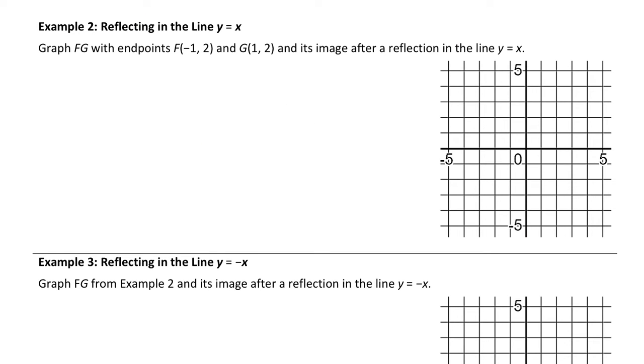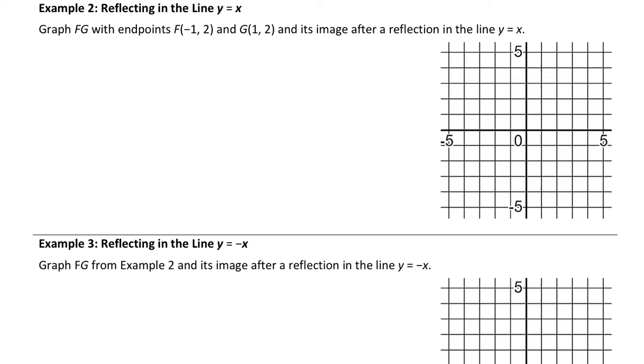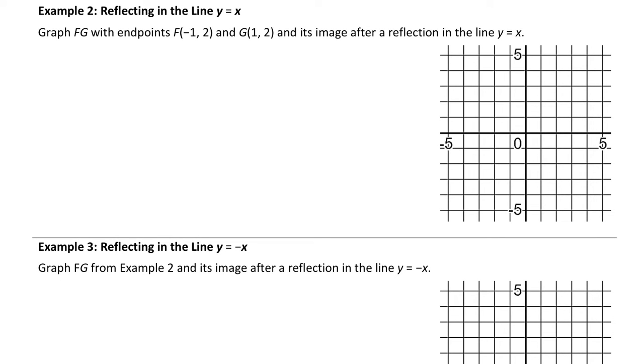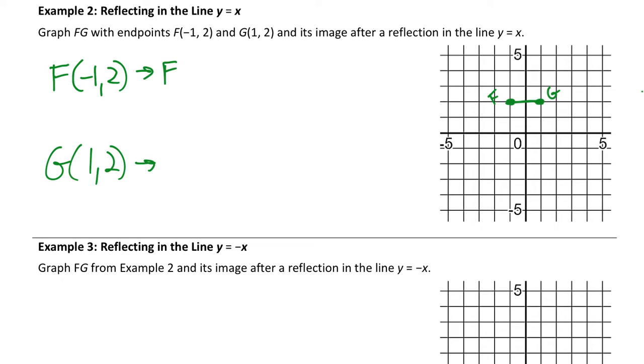So moving ahead, this is where your pink sheet with the rules is going to help you. FG is going to have endpoints F at -1, 2, and G at 1, 2. So that's our segment. I'm going to write out each of these points so that we understand how this rule gets applied. Image of F, image of G. The line y equals x.